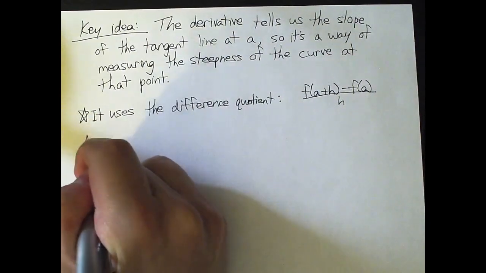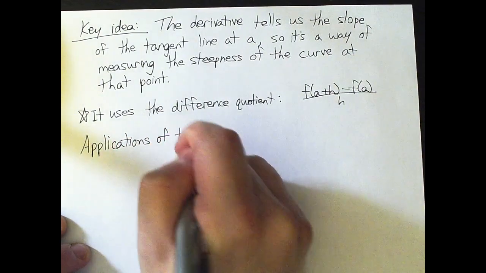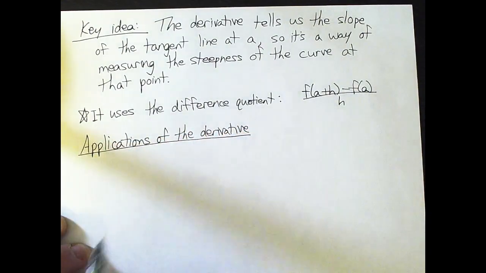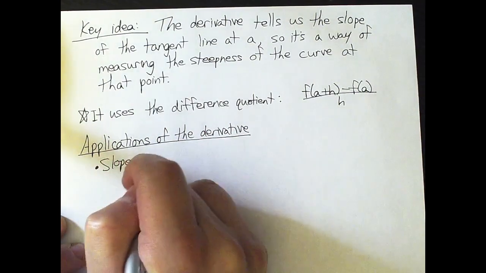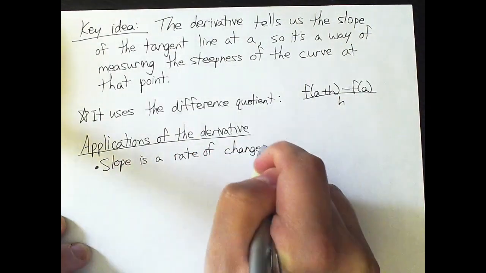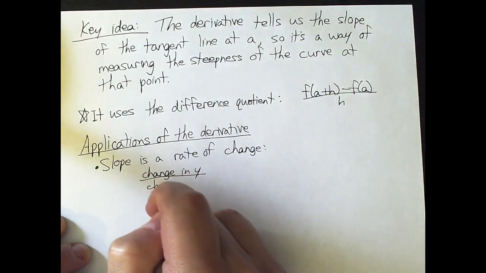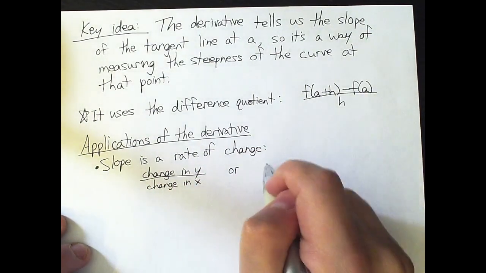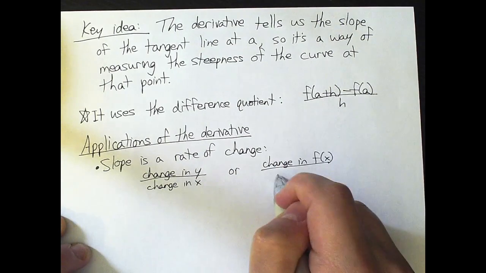Let me tell you some applications of the derivative of a function. First, I'll just say slope is a rate of change, because slope can be thought of as the change in y over the change in x. Or it can be thought of as the change in f of x over the change in x.